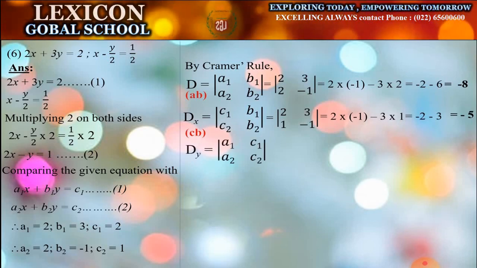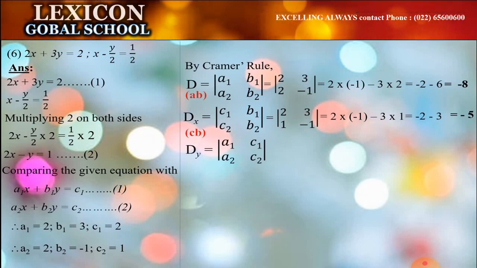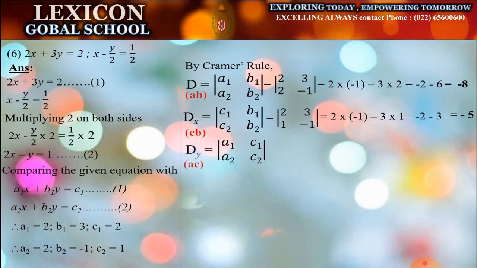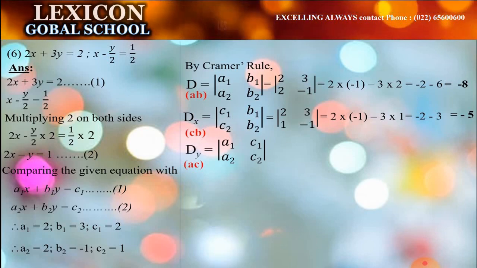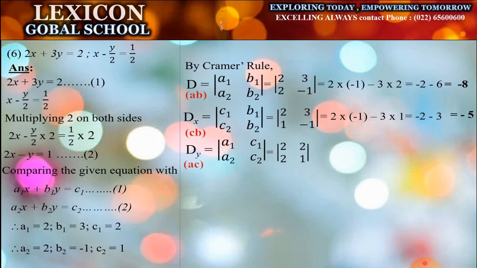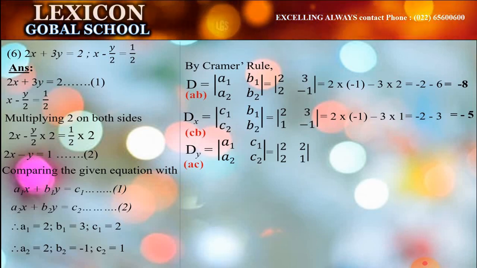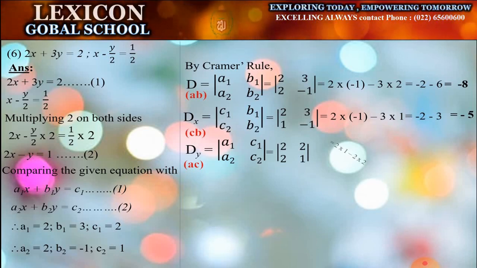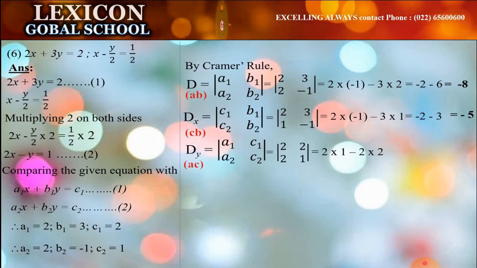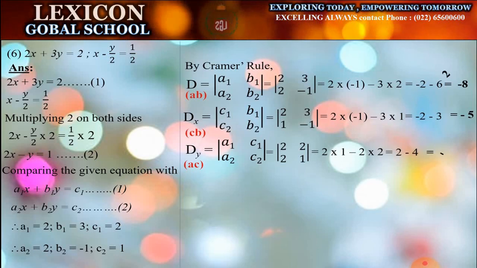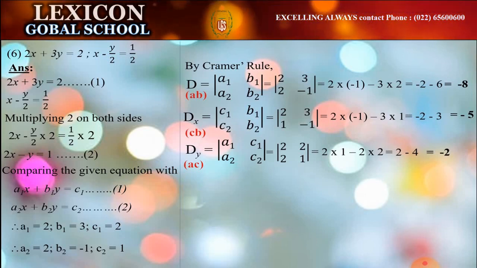Similarly, we are going to solve dy and the short formula is AC. So, A1, C1, A2, C2. Let's substitute the values of A1 as 2, C1 as 2, A2 as 2 and C2 as 1. When you cross multiply, you get 2 into 1 minus 2 into 2. 2 ones are 2 minus 4, which gives me minus 2.